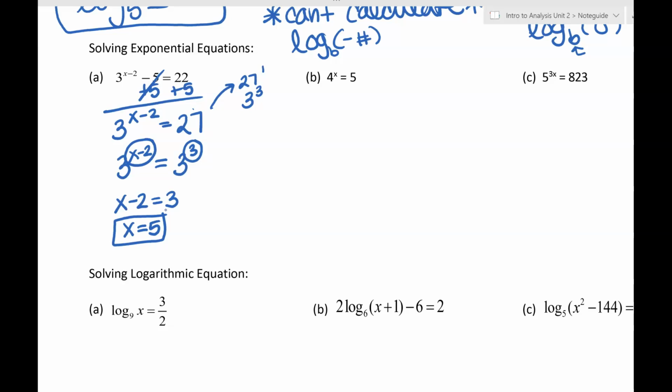When I look at part B, it's more difficult there because 5 is not a power of 4. 5 can only be written as 5. 4 can be written as 4 or 2 squared, but neither of those are the same, so that idea is not going to work for me. So here I should try to rewrite it.